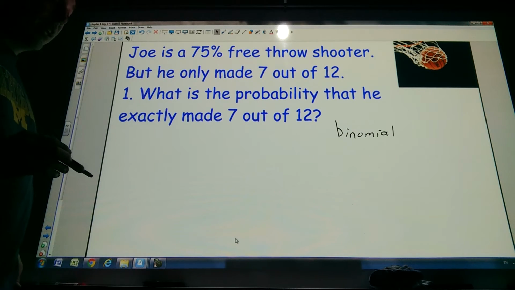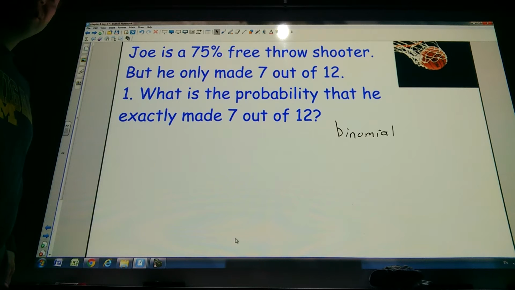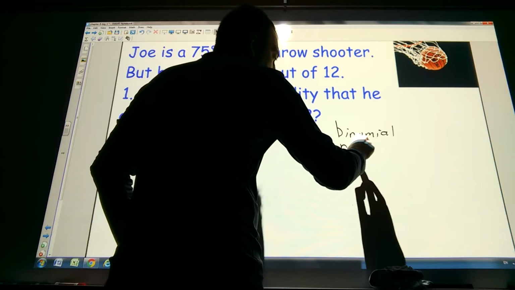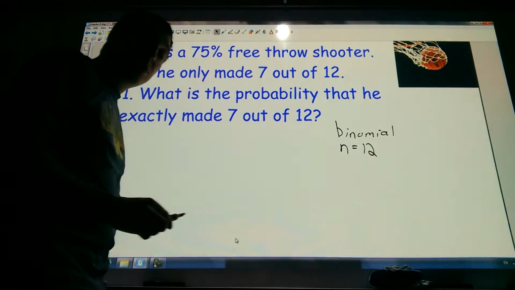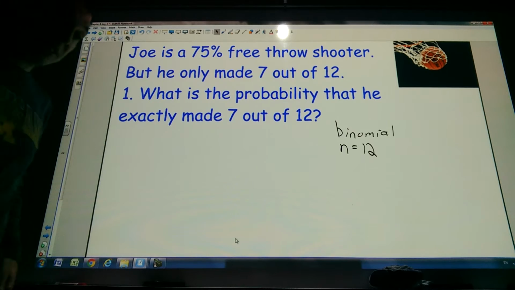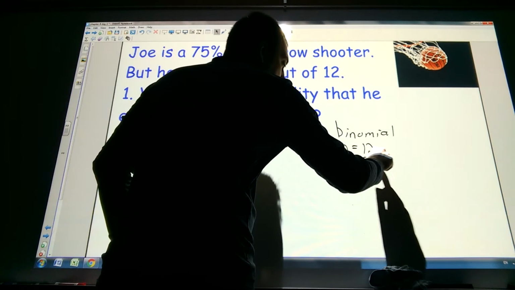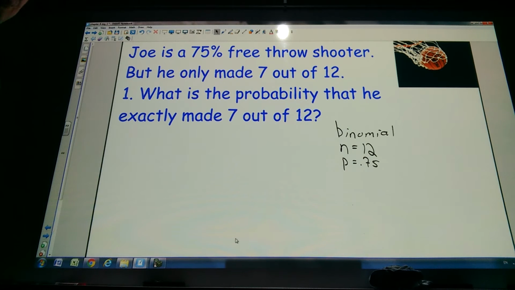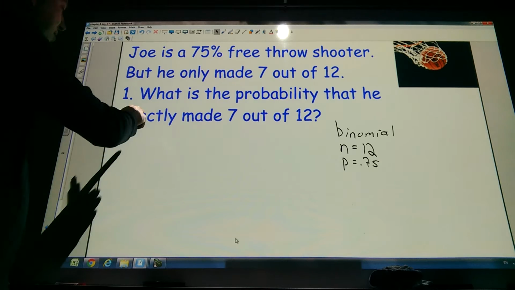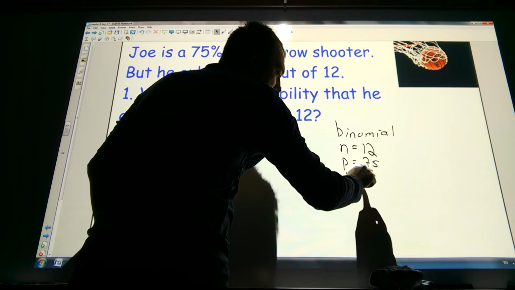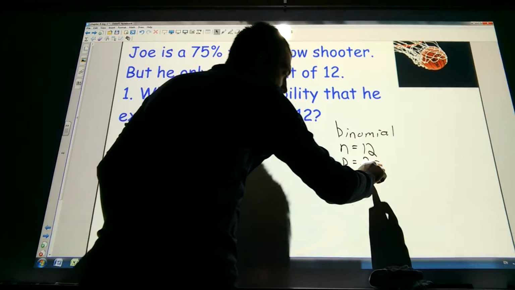Then we want to write down how many shots he's going to shoot. That is the letter N. N is the sample size, so N equals 12. What is the probability of success? So P equals, hey, he's a 75% free throw shooter. And then we have to write down a math sentence. In this case, it's exactly, so we're going to say X equals 7.